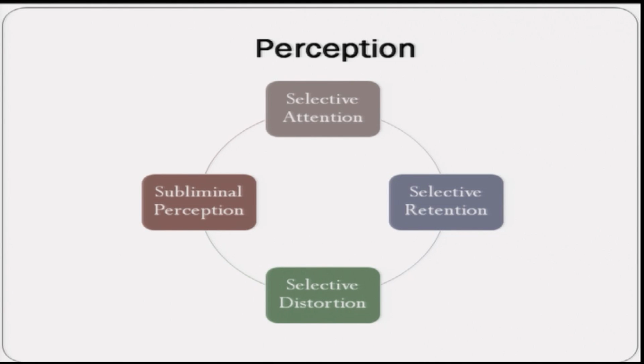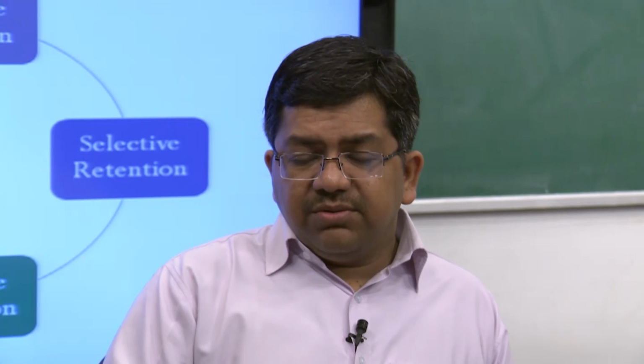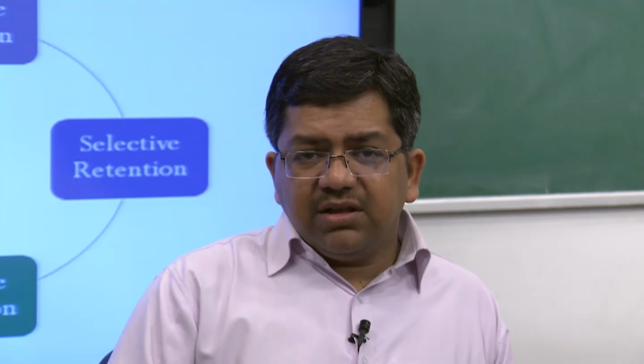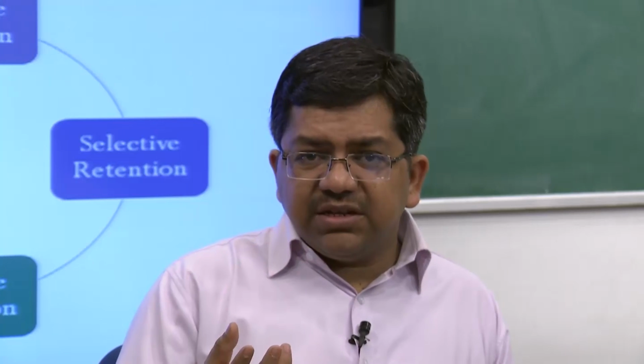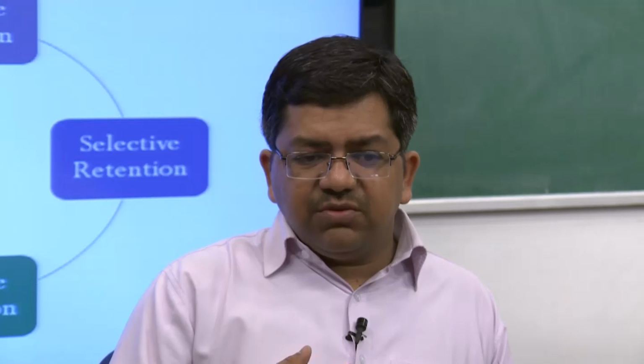Then you have selective distortion, which is about this: you may attend to certain stimuli, or marketers may be able to get the attention of the customers. However, the customer will not process or understand the information the way it has been sent to them. In the case of selective distortion, consumers will tend to modify the message according to their existing product or service beliefs, so that there is no mismatch with the existing beliefs of the consumers.